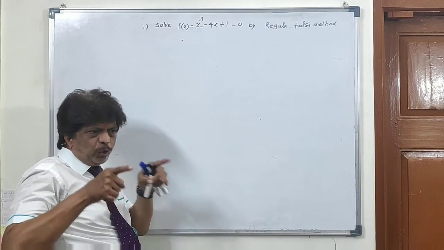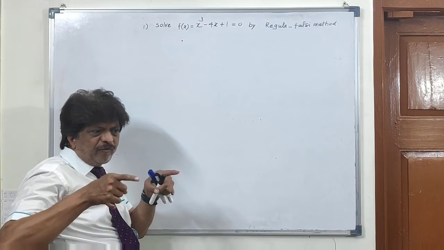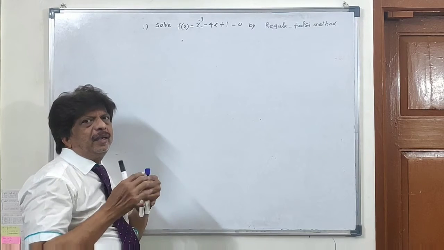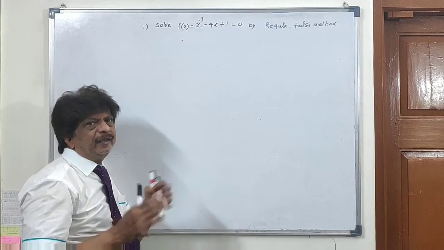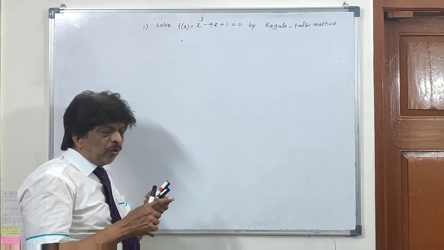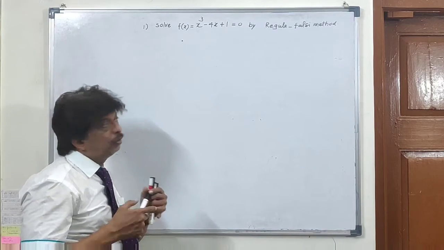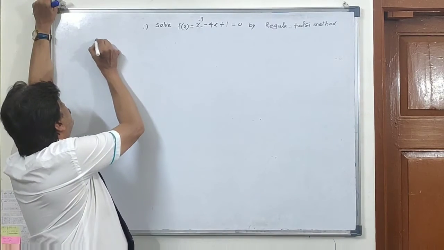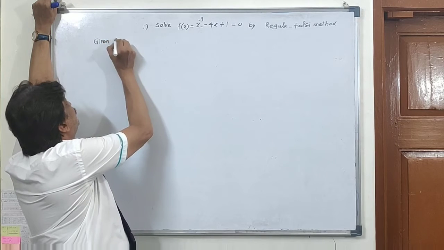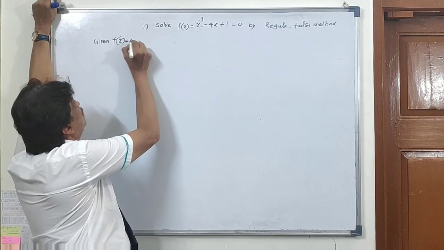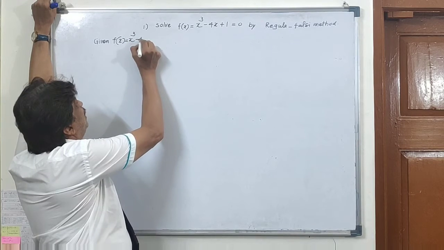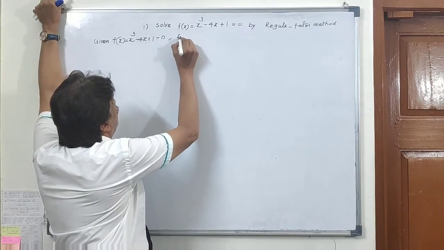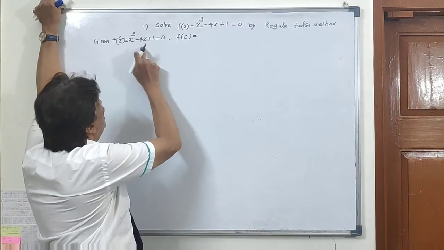So, step 1, determine 2 points capital A and B such that f of A and f of B have opposite signs. This is determined by just checking the values of f of 0, f of 1, f of 2, f of 3 likewise. So, what is f of 0? Given f of x is x cube minus 4x plus 1 equal to 0. F of 0, put x equal to 0: 0 minus 0 plus 1, it is 1.